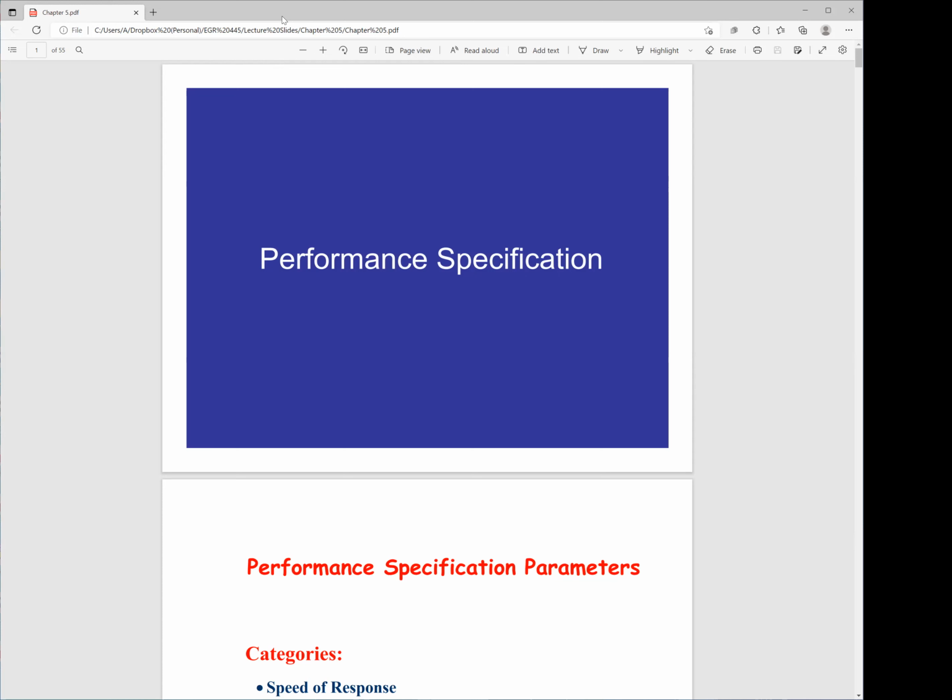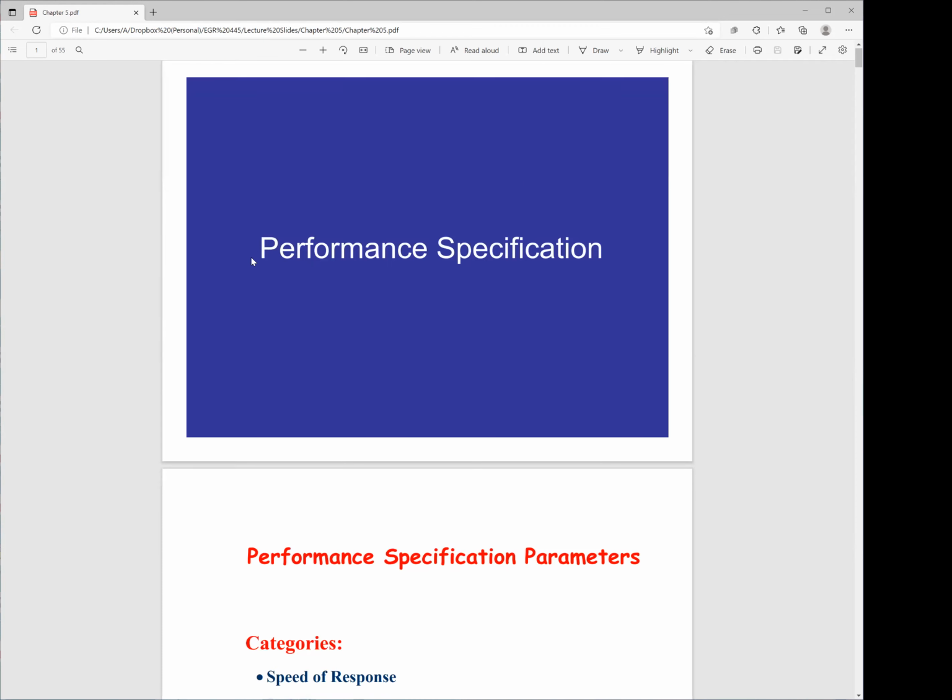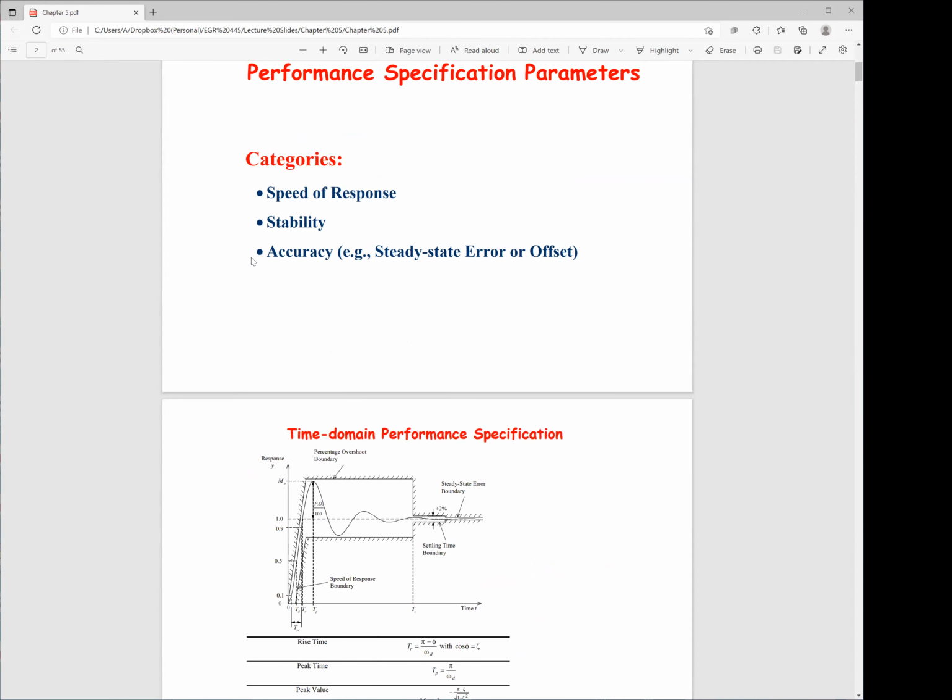Do I want this system to achieve certain characteristics? Do I want this system to behave in a certain fashion? Do I want this system to be quick? Do I want this system to be sluggish? And all these parameters are called performance specifications. So what are the main important parameters for performance specification?